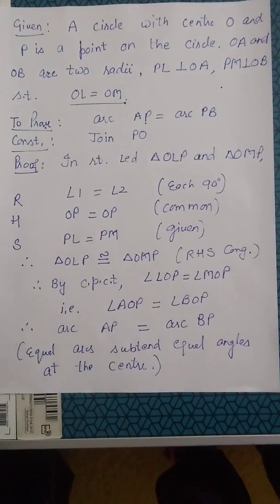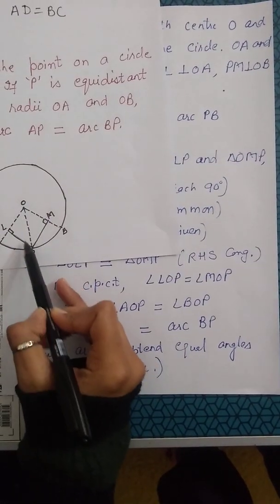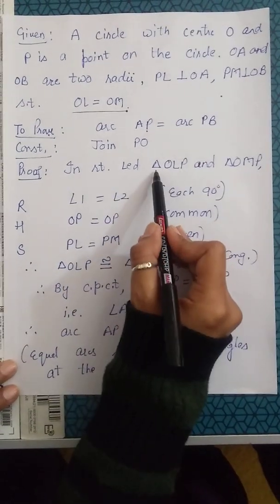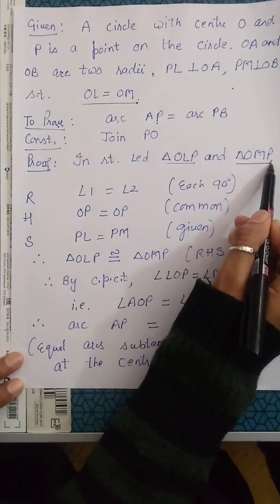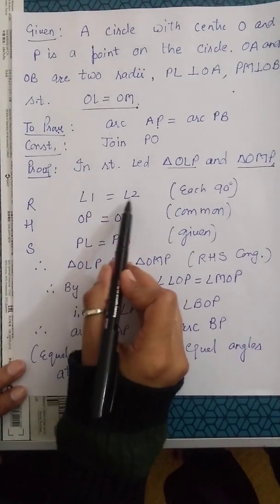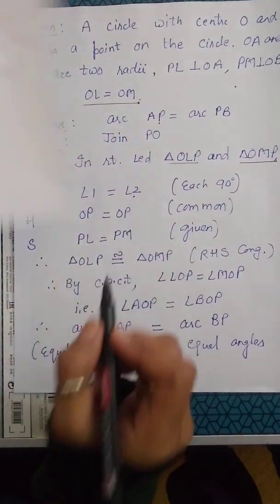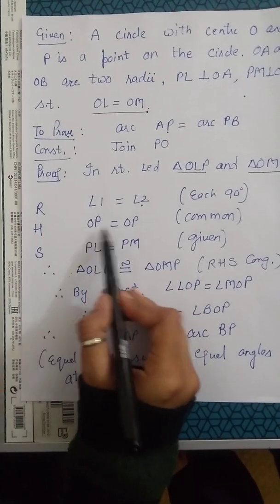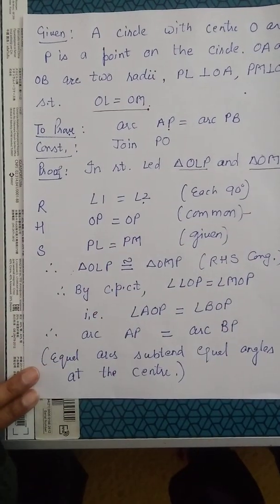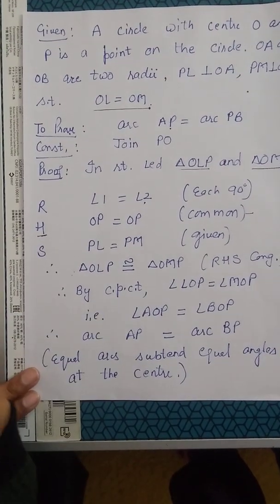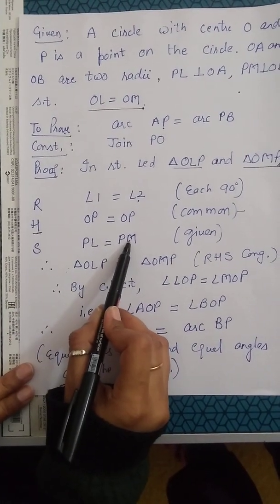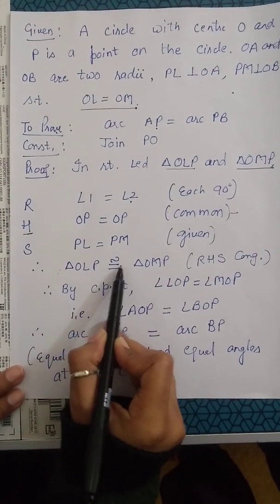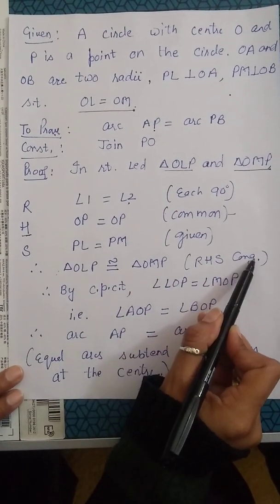For the construction, I will be joining OP here. Now we'll be taking two right angle triangles here, OLP and triangle OMP. Angle 1 is equal to angle 2, we can say each 90 degrees here. OP is equal to OP. This is common and it is the hypotenuse here. PL is equal to PM. This is given to us. Therefore, triangle OLP is congruent to triangle OMP by RHS congruency rule.